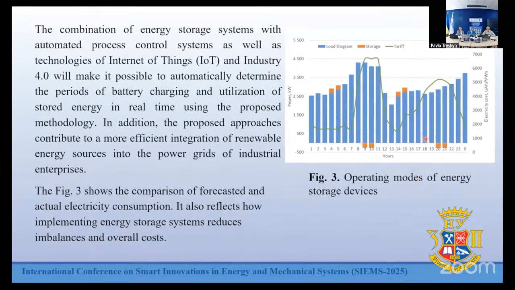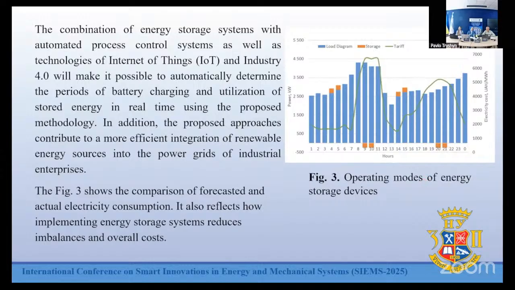Graph 3 displays the difference between forecasted and actual electricity consumption. It also demonstrates how the implementation of the energy storage system helps to reduce imbalances in electricity consumption. By resolving this imbalance through energy storage, the company can lower its total energy cost.